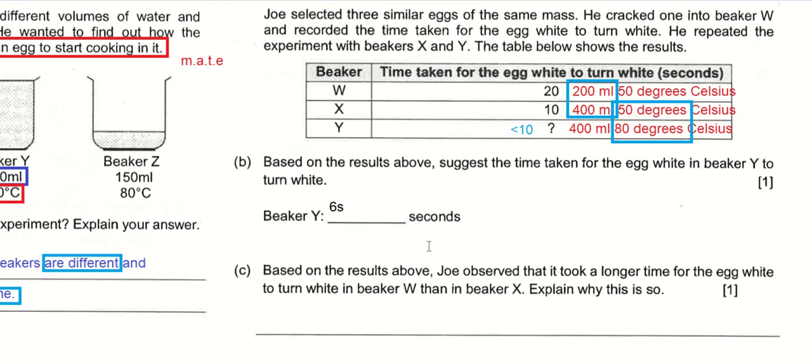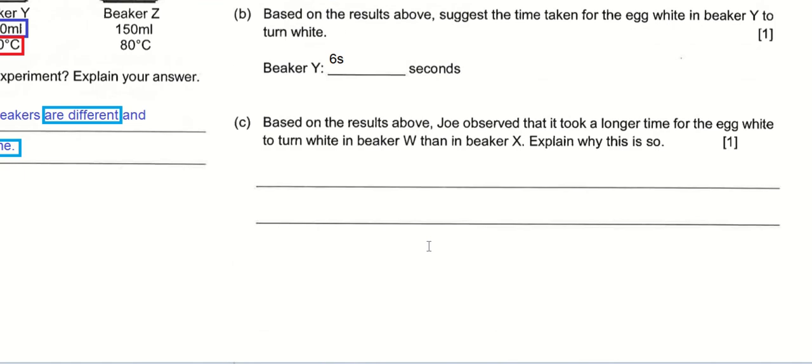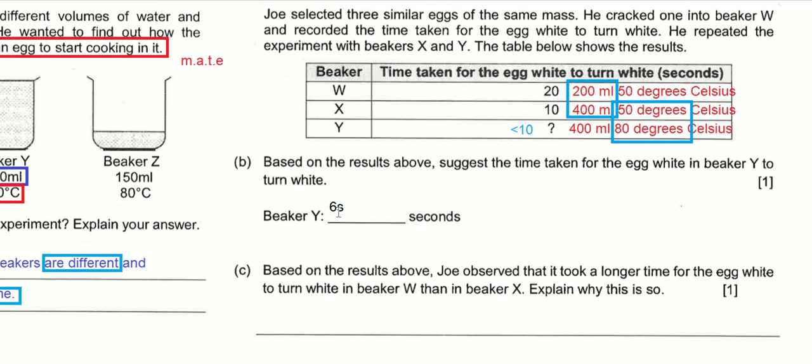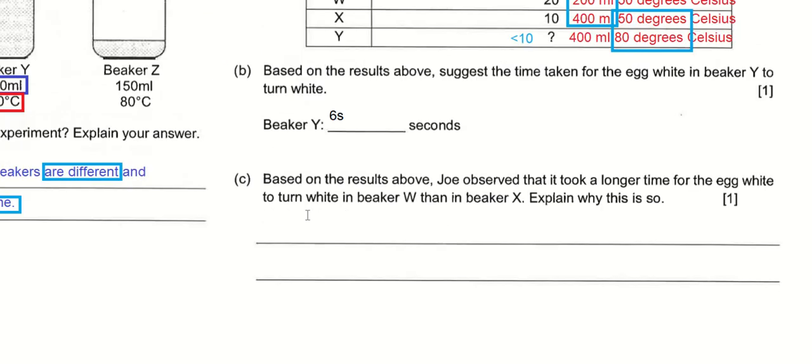Okay. Alright, next one. Based on the result above, Joe observed that it took a longer time for the egg white to turn white in beaker W than in beaker X. So if you look at beaker W, then in beaker X, it takes a longer time. Explain why this is so, right? Even though the heat is the same, the amount of water is different.